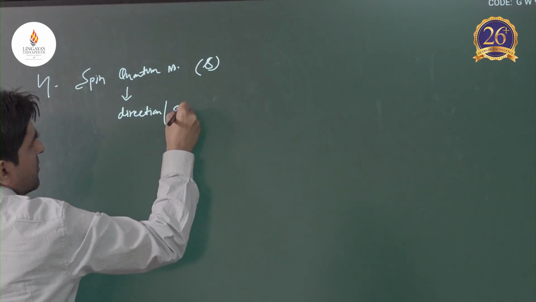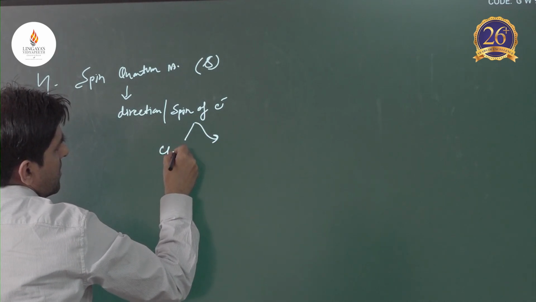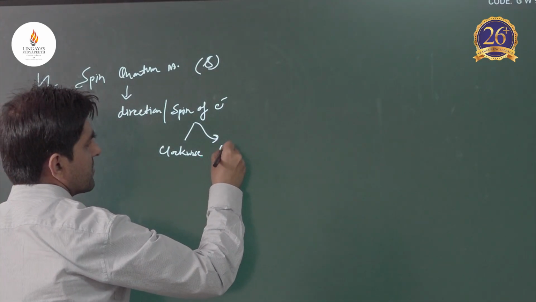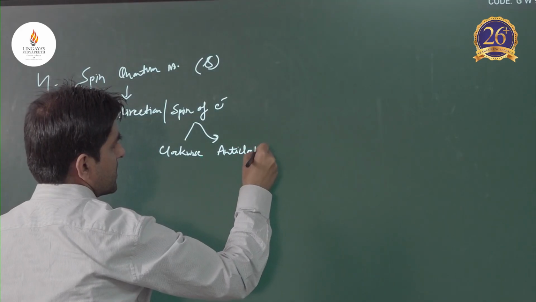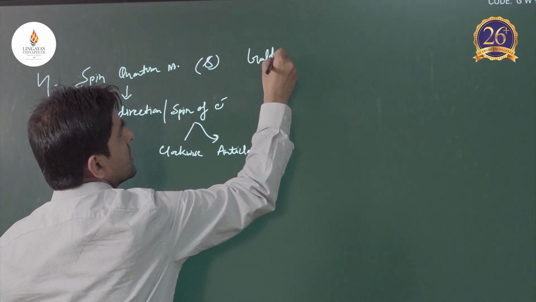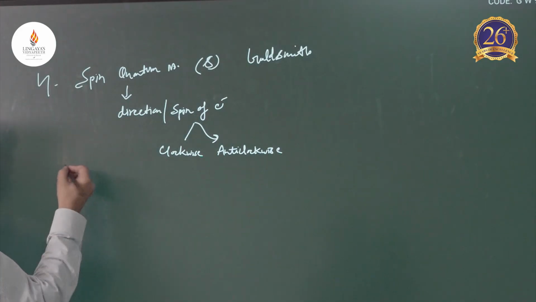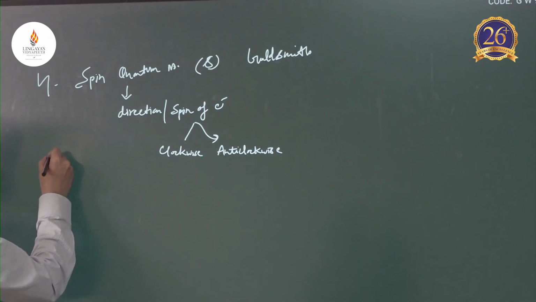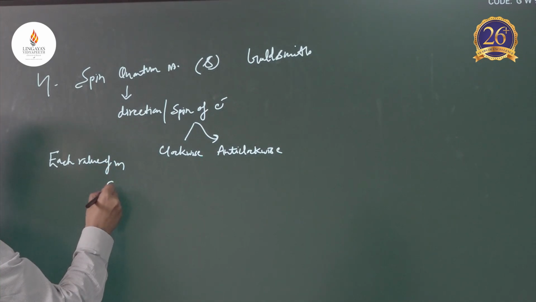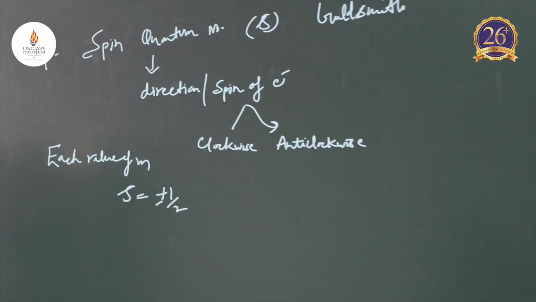of the electron, either clockwise or anti-clockwise. It is given by Goudsmit. For each value of M, S will be either plus half or minus half.